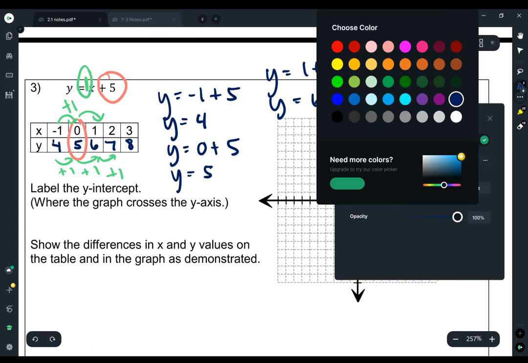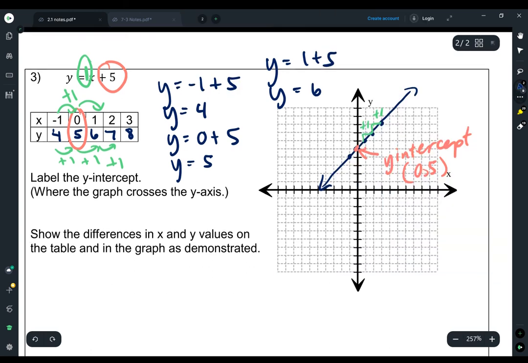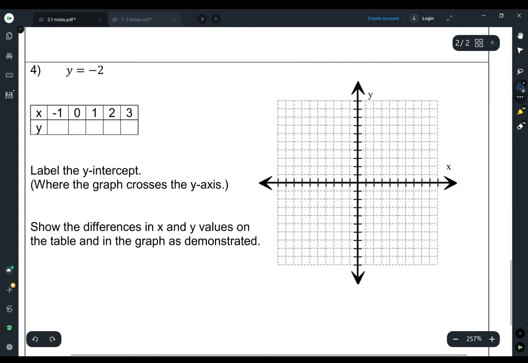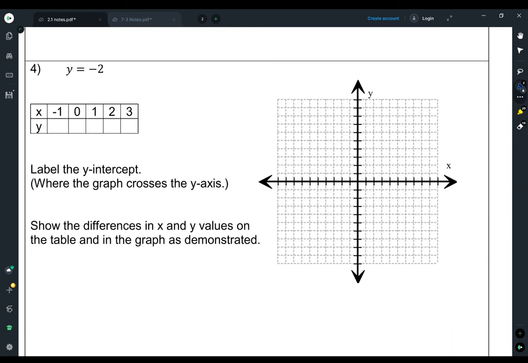All right, so we are on our last math problem. Y equals -2. This is kind of a weird one because there's no x in here. When I go to substitute an x value and I can't, it just says y equals -2. So I'm going to fill in -2 all the way through here. And then I'm going to graph -1 down 2, 0 down 2, 1, -2, -2, -2. So I end up with this horizontal line.